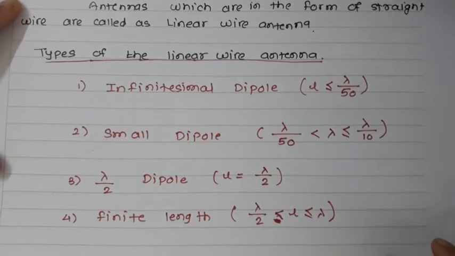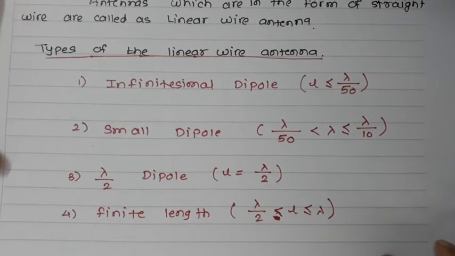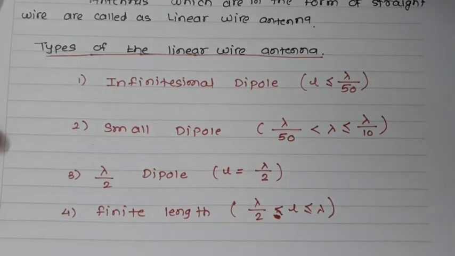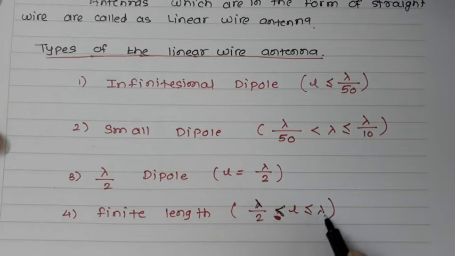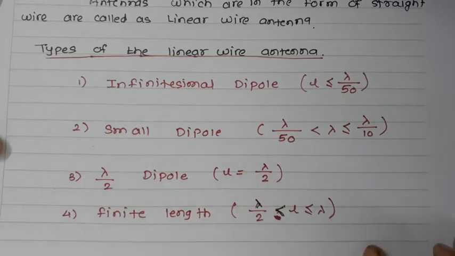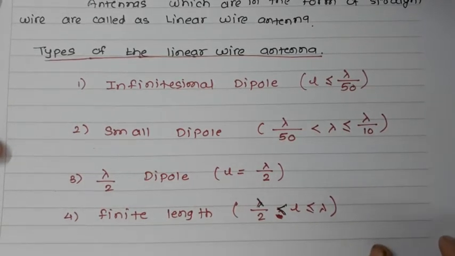And the last type of this antenna is the finite length antenna, where the length is greater than lambda by 2 but less than lambda. So such antennas will be there in the dipole form.